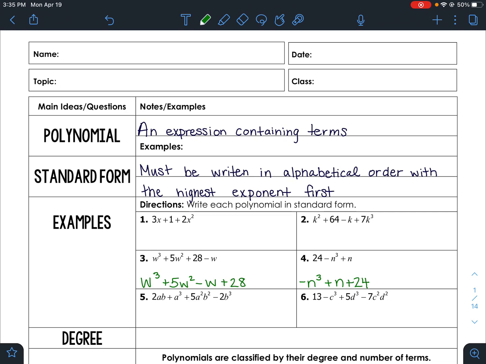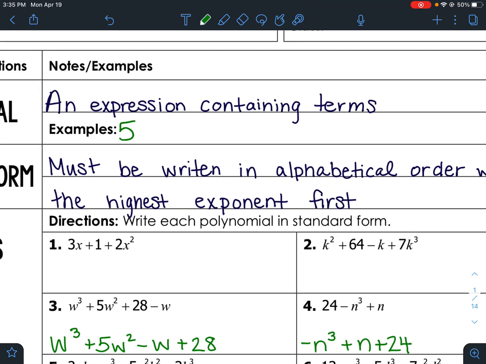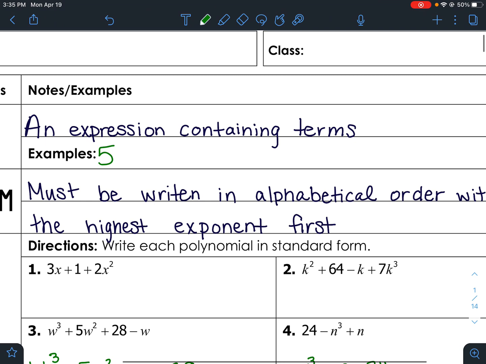So let's talk about what a term is. A term is something being added or subtracted. A couple examples here. I can have just a number, so for example, like 5. I can have two terms, meaning like 6x plus 1. I can have something that has numbers and variables, so like negative 3x.